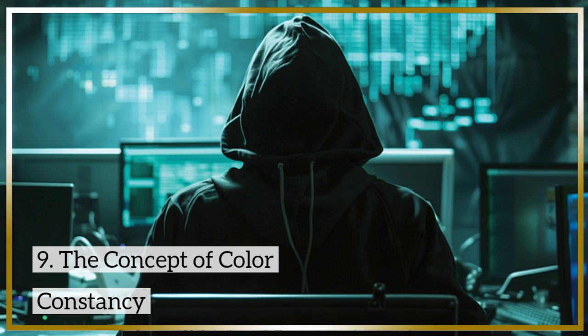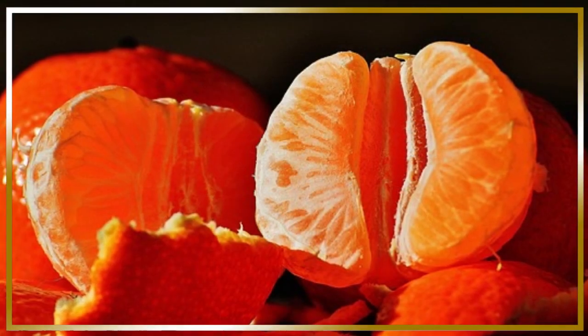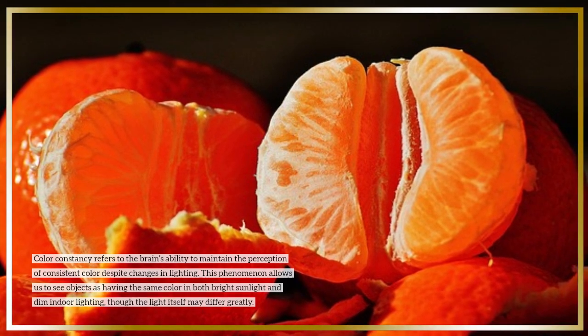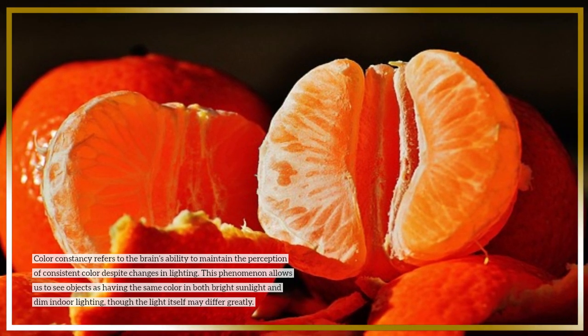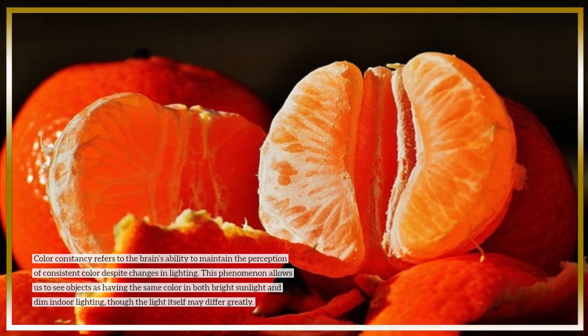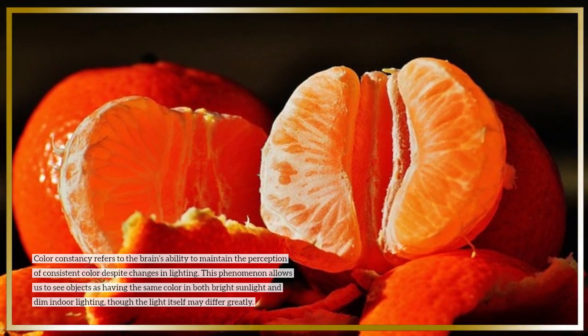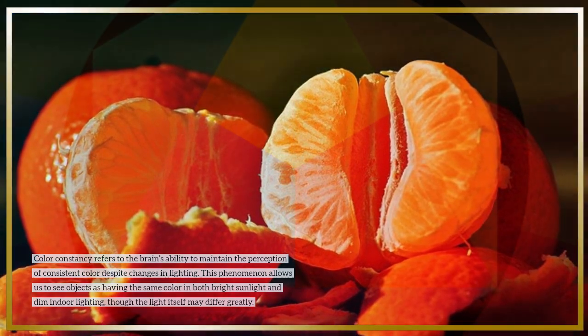9. The concept of color constancy. Color constancy refers to the brain's ability to maintain the perception of consistent color despite changes in lighting. This phenomenon allows us to see objects as having the same color in both bright sunlight and dim indoor lighting, though the light itself may differ greatly.